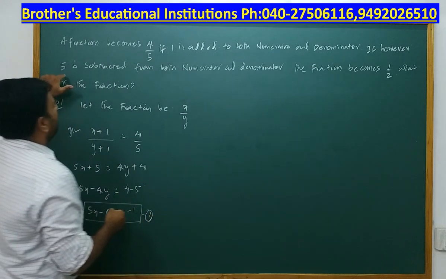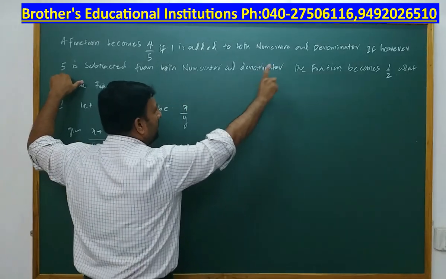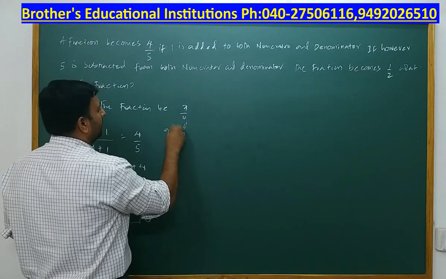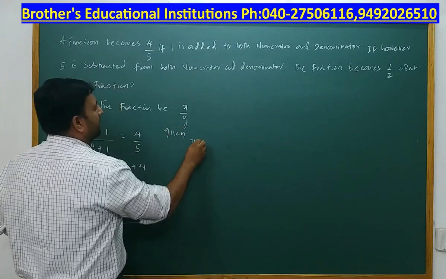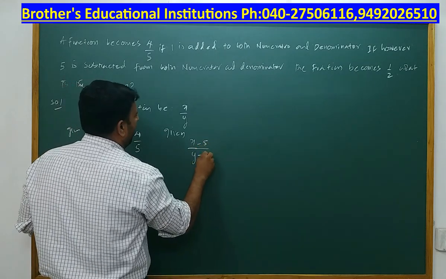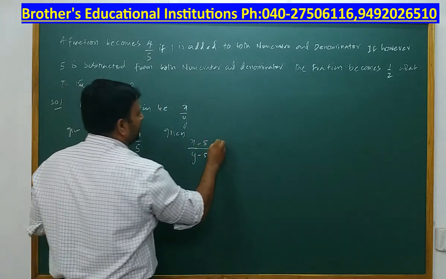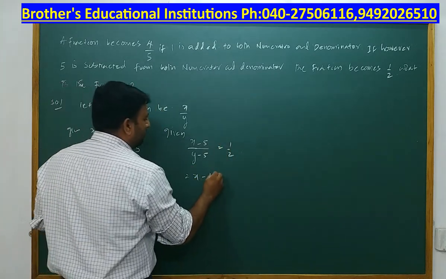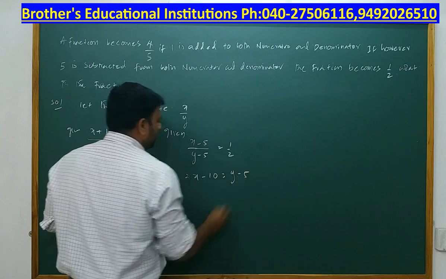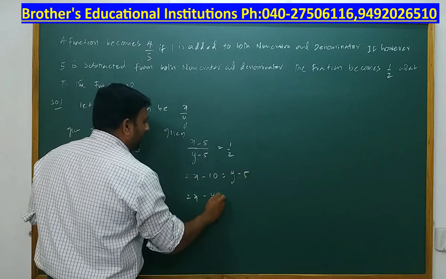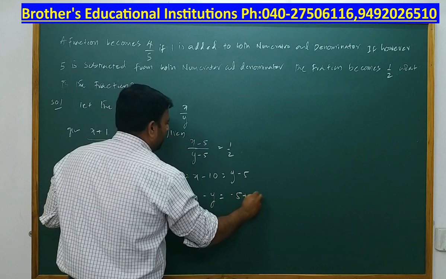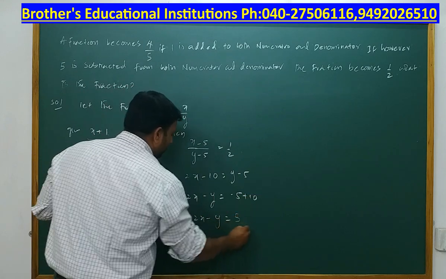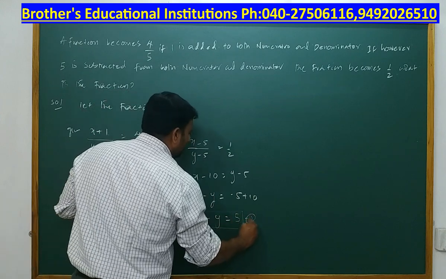Now what he says: if 5 is subtracted from both numerator and denominator, the fraction becomes 1 by 2. So again I will write given x by y. Now I subtract 5 from both numerator and denominator. The fraction becomes equal to what? 1 by 2. Let me cross multiply. 2x minus 2 5s are 10 is equal to y minus 5. Now it is 2x minus y is equal to minus 5 plus 10. It is 2x minus y is equal to 5. And this is your second equation.